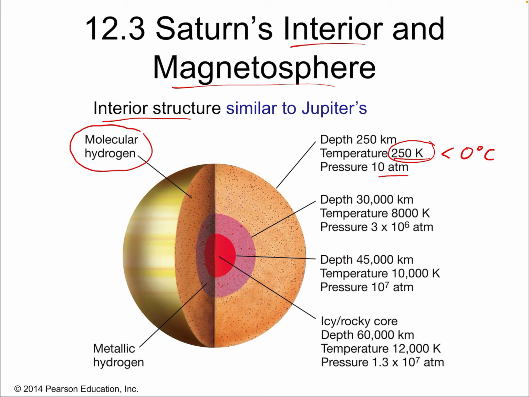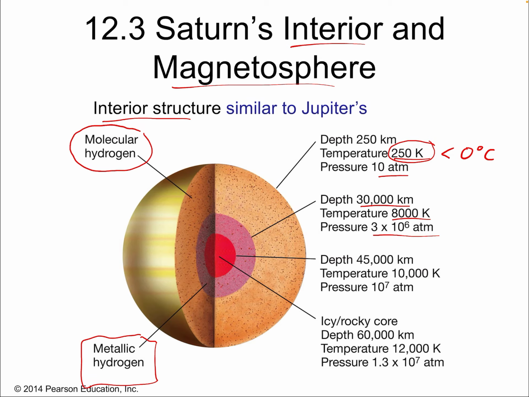As we move out of the layer of molecular hydrogen, then we move into the metallic hydrogen layer. This is where hydrogen has been compressed into a solid, behaving like a metal. This is at a depth of 30,000 kilometers. Remember, the whole radius was 60,000, so it's halfway down. It has a temperature of 8,000 Kelvin, so incredibly hot, and a pressure of 3 million Earth atmospheres. Okay, that's how much pressure you need to take hydrogen, which doesn't want to become a solid, and actually compress it into a solid.